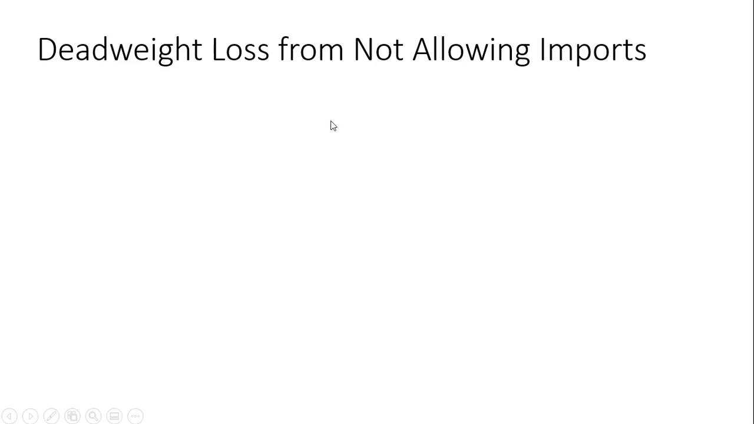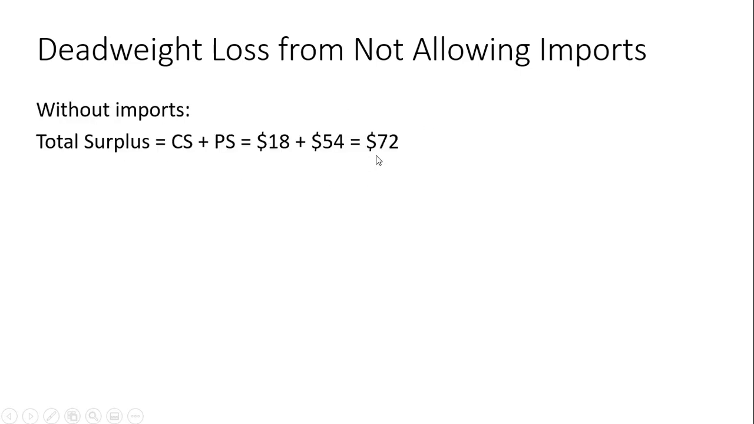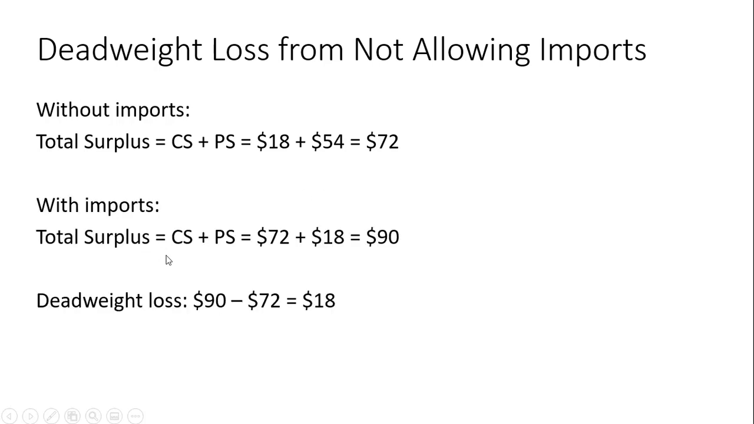So the deadweight loss from not allowing imports. Without imports, total surplus we found was $72. With imports, total surplus is 72 plus 18, or $90. And that difference represents the loss in consumer and producer surplus from not allowing free trade in imports, $18.